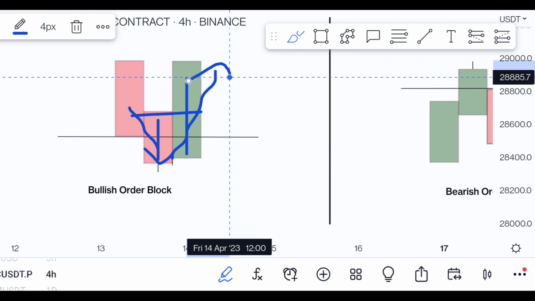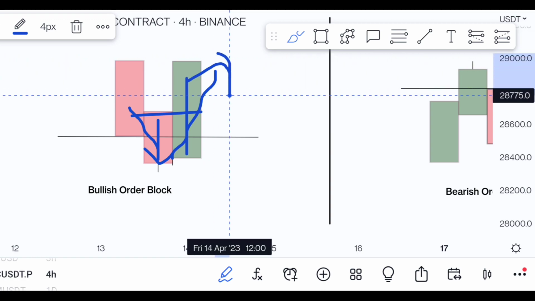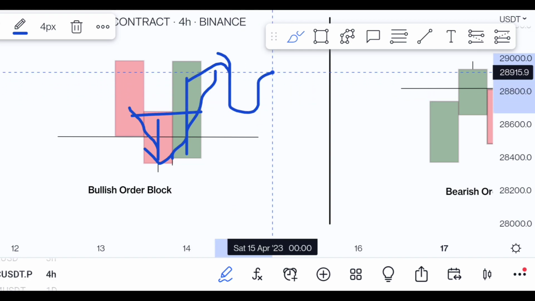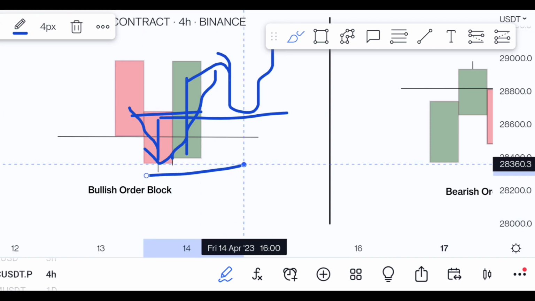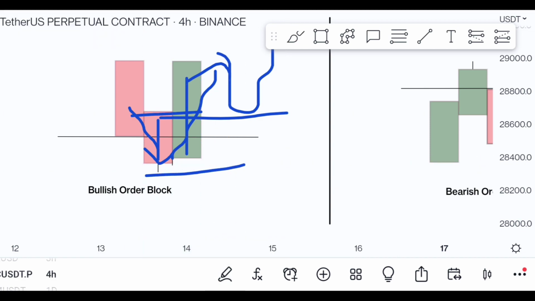Then you will wait for the next candles to come down towards this area, and here you can long. That will be your area to long, and this will be your stop loss. So once you get a structure like this, this will be your indicator for uptrend.